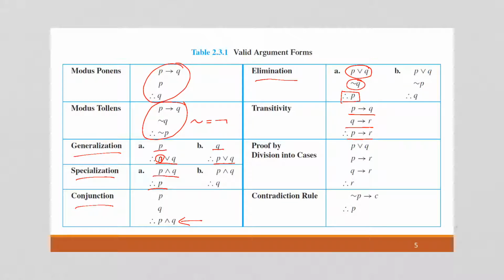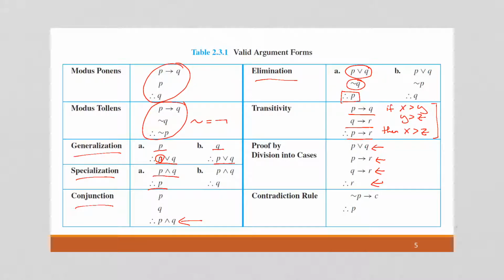Let's see, a good example of this one. If X is greater than Y, and Y is greater than Z, then X is greater than Z. Not quite right because I'm not using the implications, but this is another example of transitivity. Proof by division into cases: if you know that P or Q is true and that both P and Q imply R, then we can conclude that R is true.